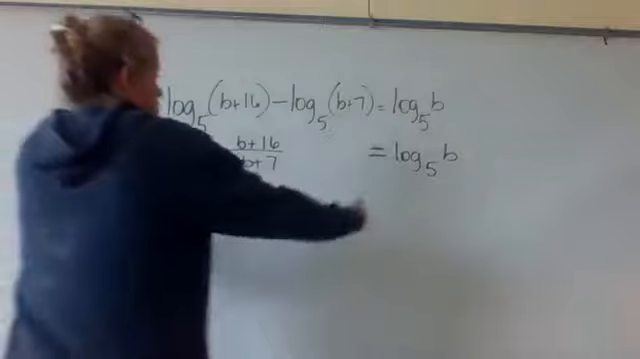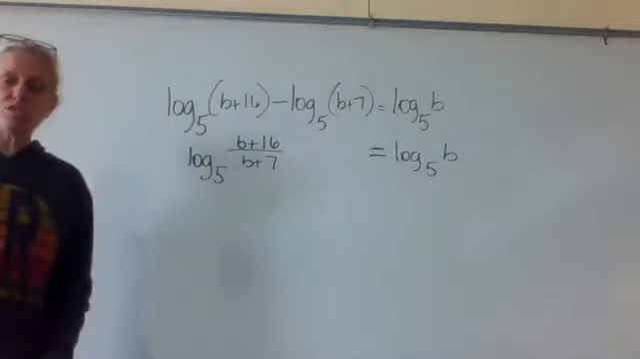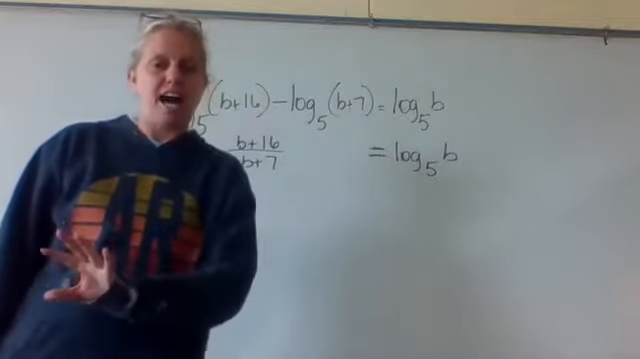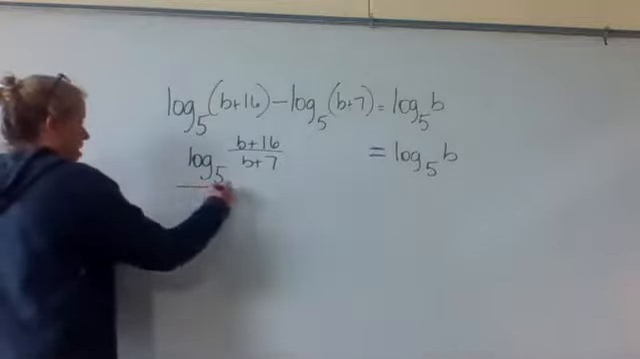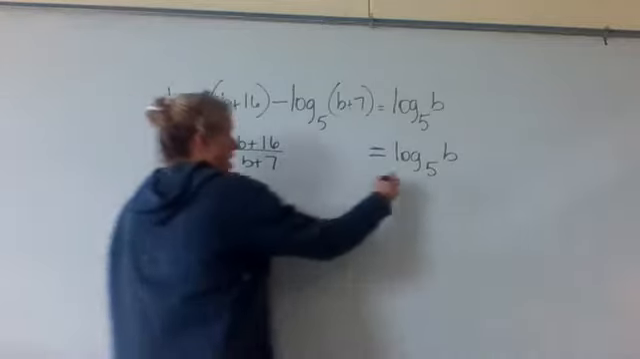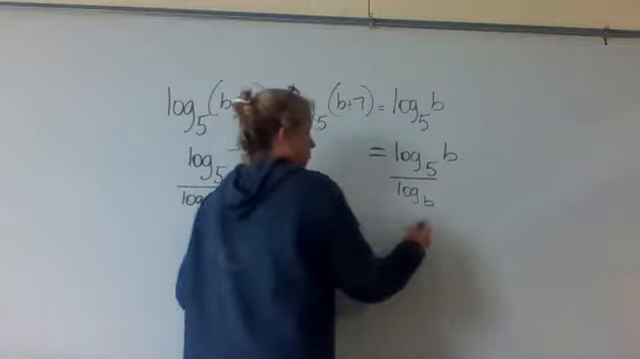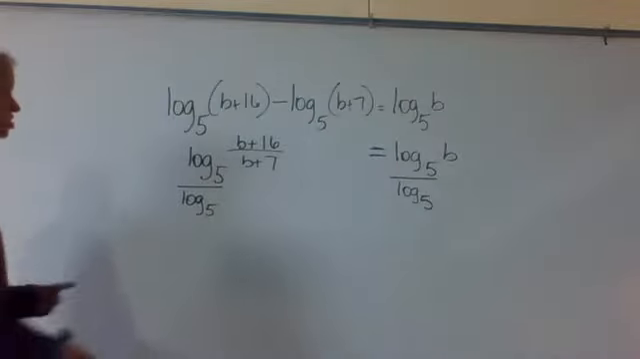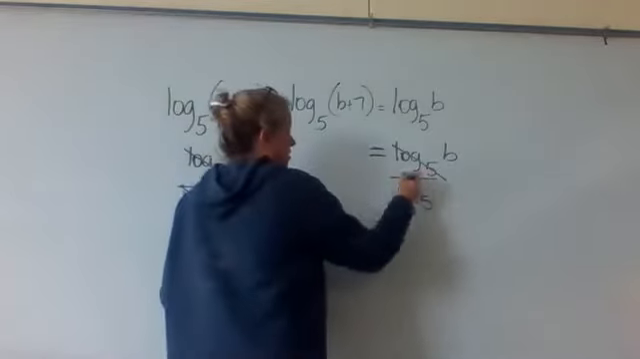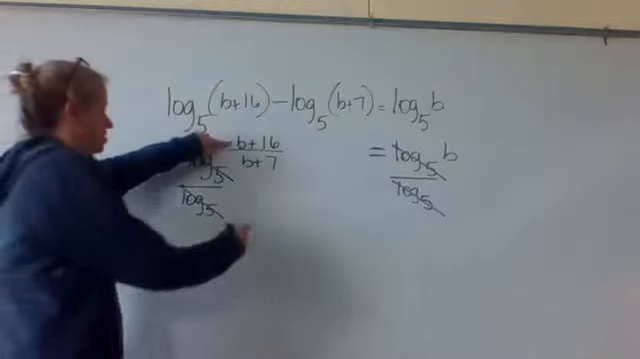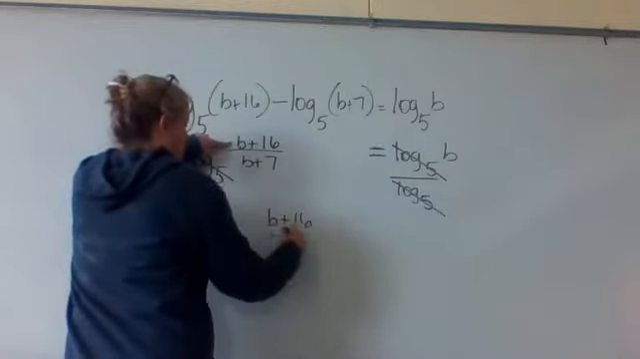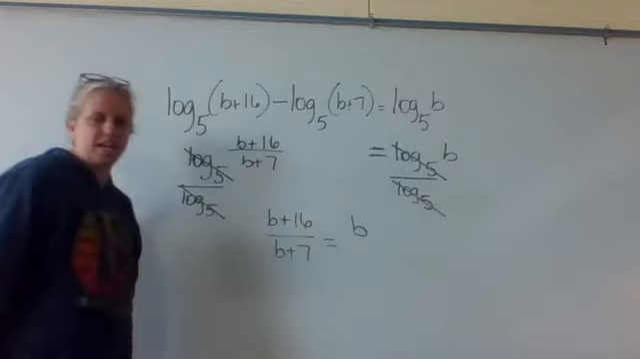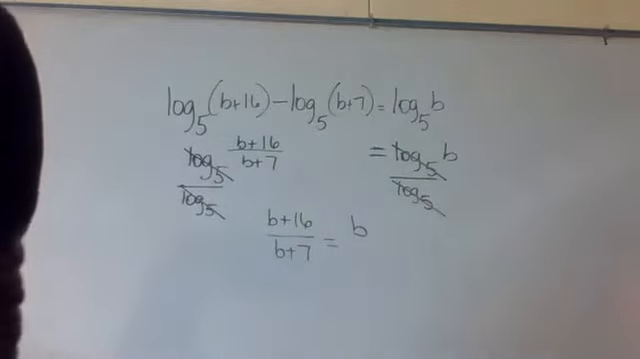Now I have log base 5 on both sides. Remember, I can do anything in the world I want to an equation as long as I do it to both sides. So I'm just going to divide off the log base 5. If I do it there, I have to do it here. So it just cancels it off of both sides. Now let's see what I have left. Over here, I have b plus 16 over b plus 7 equals, all I have left on the right is b.